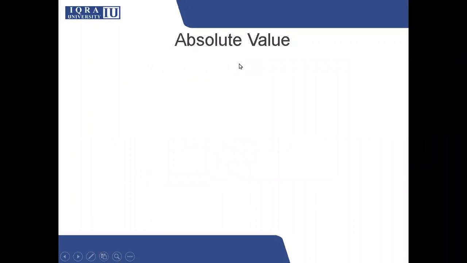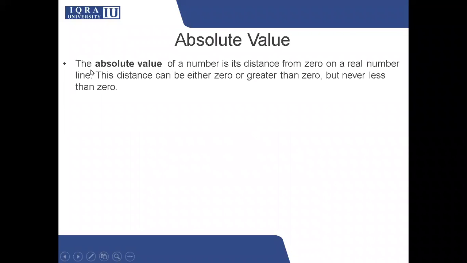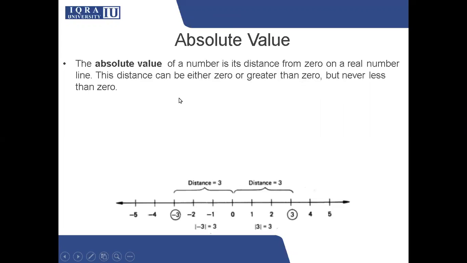So what is absolute value? The absolute value of a number is its distance from zero on a real number line. Now, I'm sure you must have studied the number line in inequalities by now. So for example, if I want to find out the absolute value of the number 5, I'm basically asking for the distance between the number 0 and the number 5 on a number line, right? This distance can either be 0 or greater than 0, but it can never be less than 0.